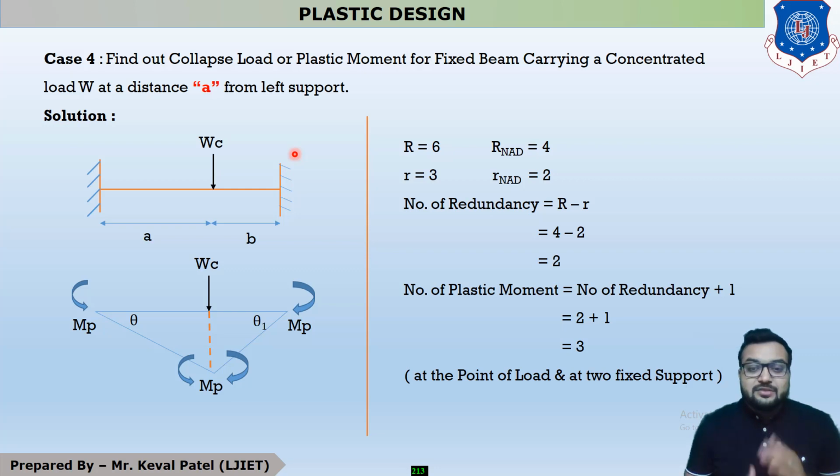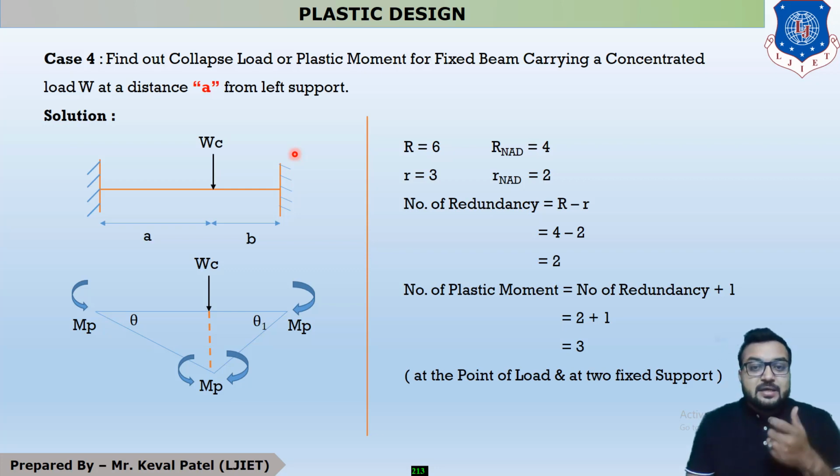Now, as discussed earlier, there are three steps to derive the plastic moment or collapse load, in which your first step is to find out the number of redundancy. Okay, so now what is the equation of number of redundancy? So it is capital R minus small r. Okay, now what is capital R?